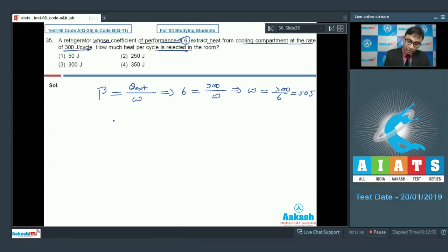So total heat rejected by the refrigerator will be how much? From conservation of energy, this heat is extracted by the refrigerator, and this is the work done on the refrigerator. So they will be added in total rejected heat from energy conservation. So we can say that heat rejected will be equal to the work done plus heat extracted. So work done is 50 joule and heat extracted is 300. So you will get 350 joule. So my option number 4 will be the correct choice.